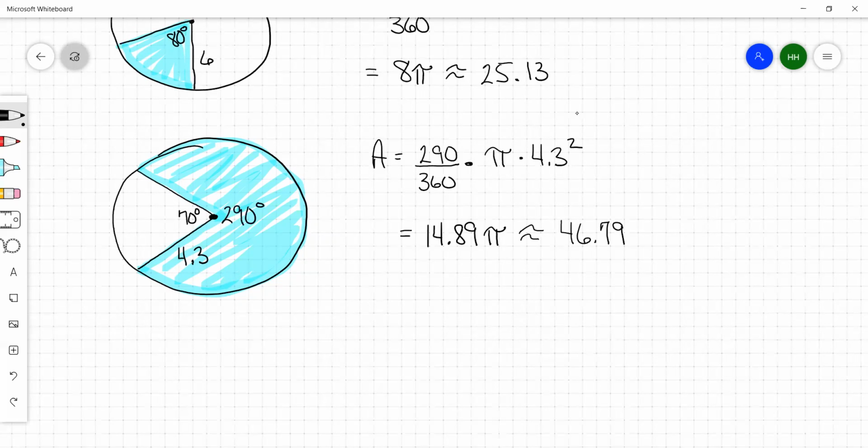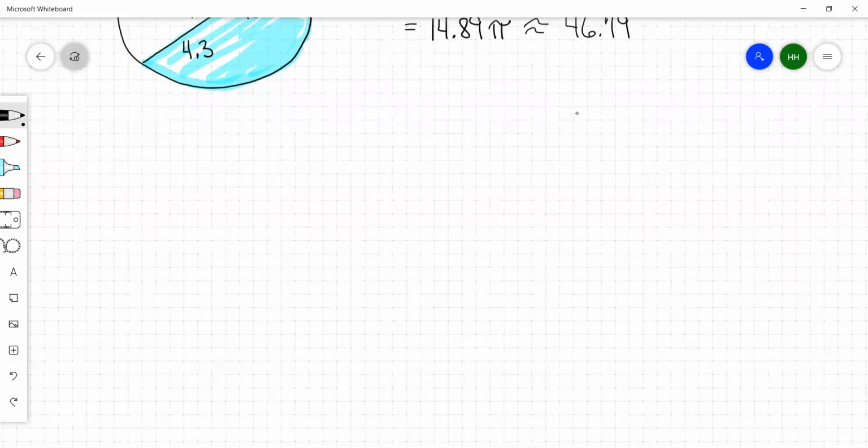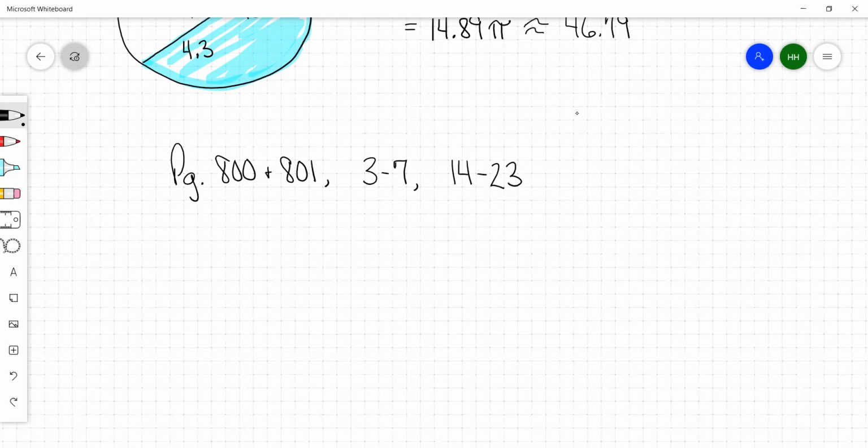Questions? All right, very good then. Here's your practice for today. Page 800 and 801. Three through 7. And then 14 through 23. It's going in the basket.